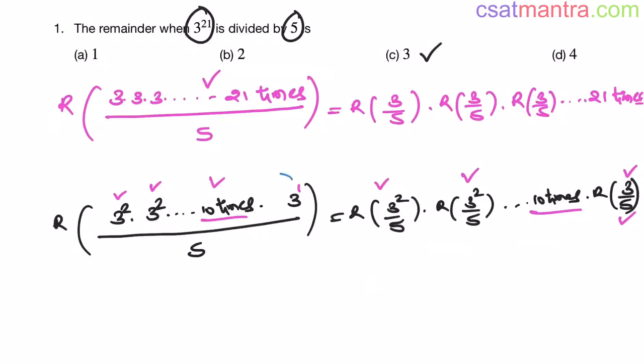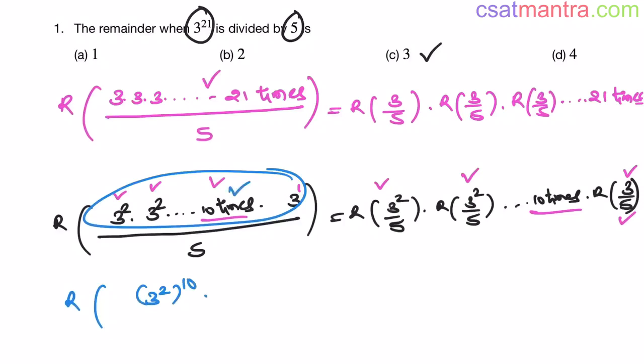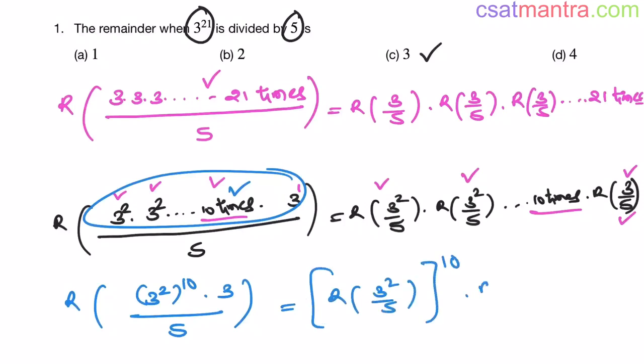Now see, I am writing the same thing like this. Remainder of 3 square whole power 10, 10 times into 3 divided by 5. This is remainder of 3 square by 5, 10 times, right? That means power 10 into remainder of 3 by 5. What do you mean by 10 times, my friends? Power 10, right? This is what I did here.